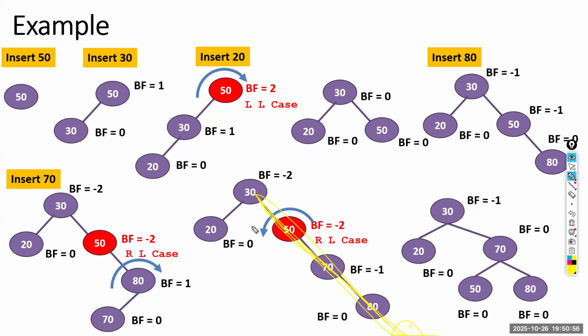Now you can see, if you search 50, maximum you need to go 2 points and you found it. If you are searching 20, in a single hop you found it. 70, single hop, you found it. 80, you can see maximum 2 hops. 1, 2, 3, 4, 5. Right? 5 nodes.